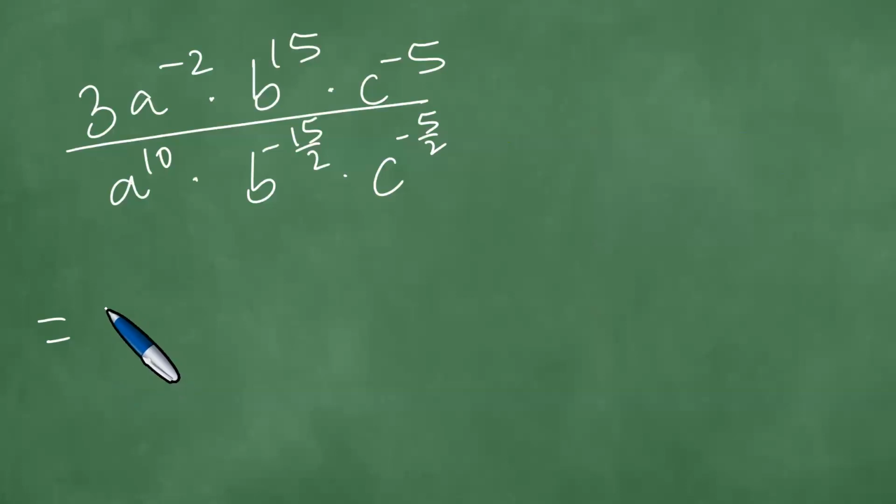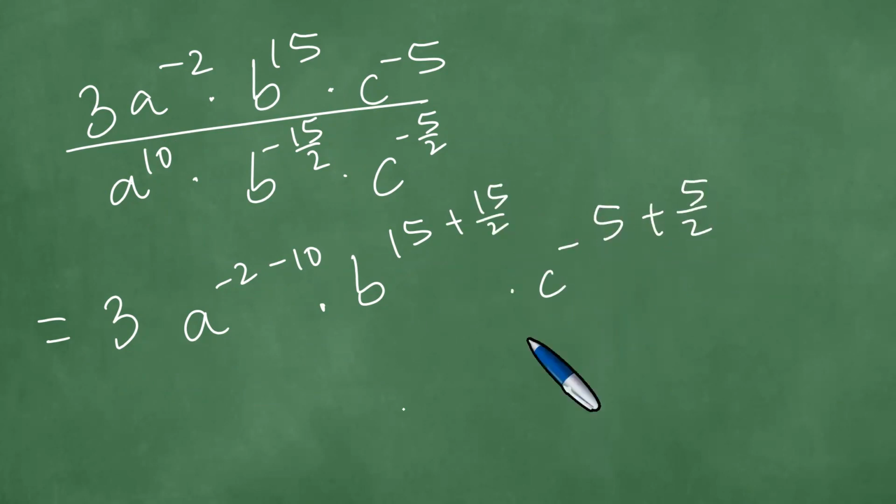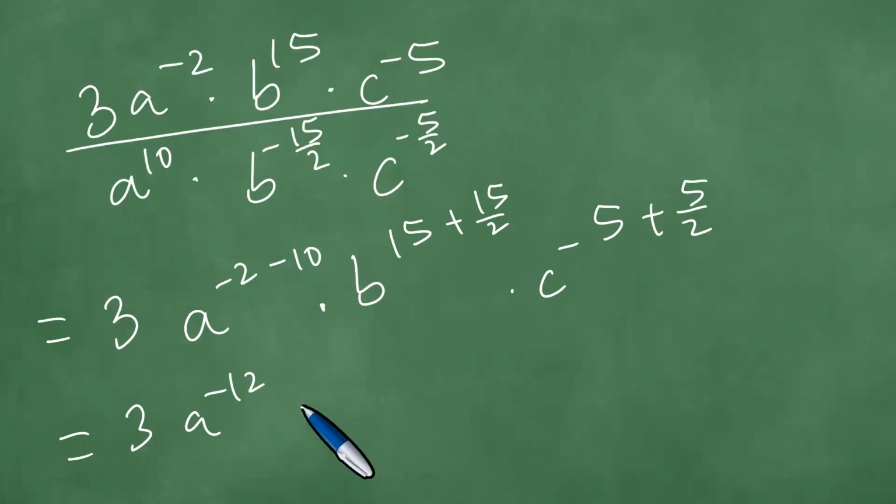And then this then is 3. You have the base a. So the base a now you minus 10 because this a was positive, but if it goes to the top, it's going to be negative. Then we have base b to the power 15. Then this one goes up and then it becomes 15 over 2. And then you have c, which is minus 5 plus 5 over 2. So this is 3a to the minus 2 minus 10, which is minus 12.